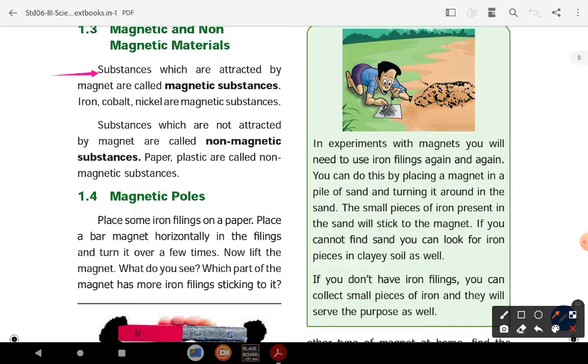So examples, you have iron, cobalt, nickel are magnetic. These are all metals, children. Okay, next let's go on. What are non-magnetic substances? Just opposite to magnetic substances are non-magnetic. The substances which are not attracted by magnet are called non-magnetic substances.